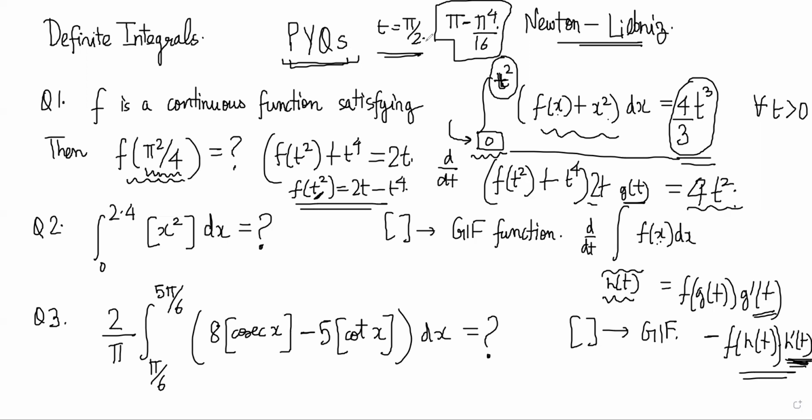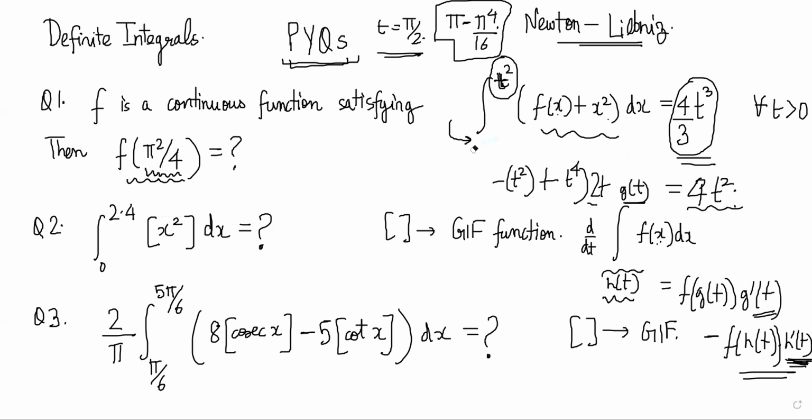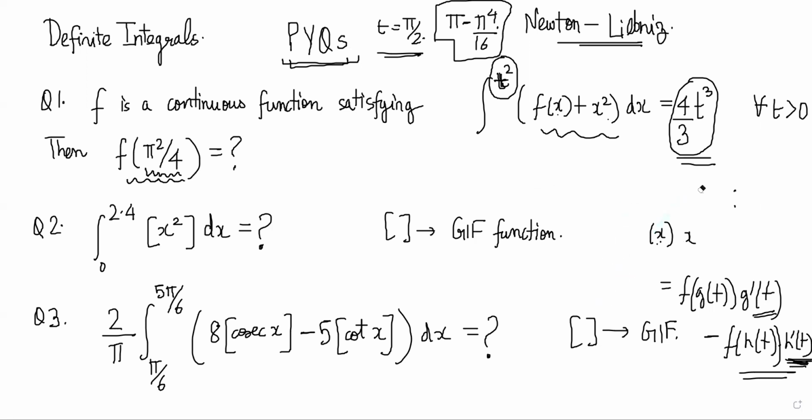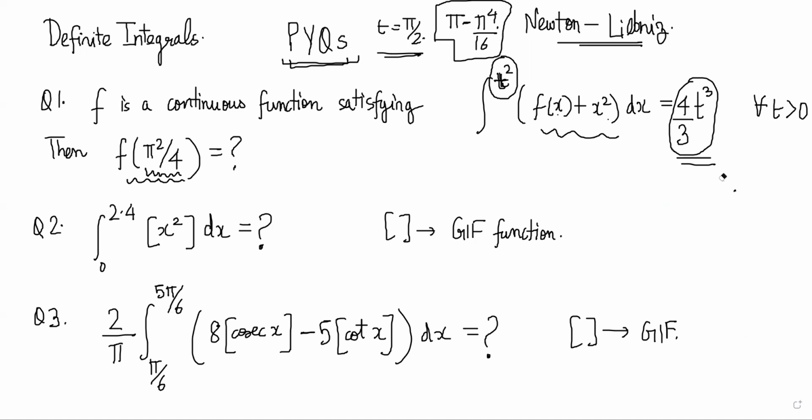I hope you are understanding what we have done. Yes, sir, I'm understanding it. So it's a direct application of the Newton-Leibniz formula. Put the formula, differentiate with respect to t, and then put t equal to pi by 2 to get the answer. Right? Yeah. The next one, try the next one.